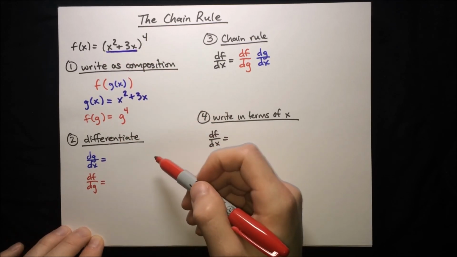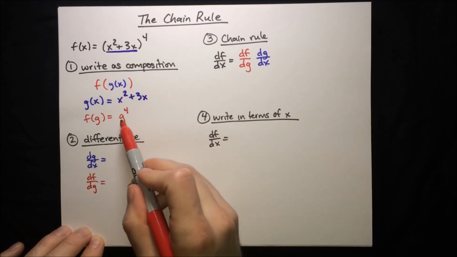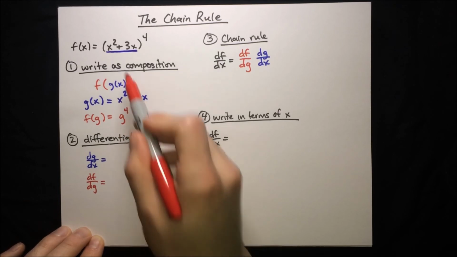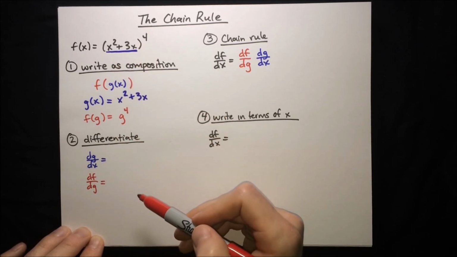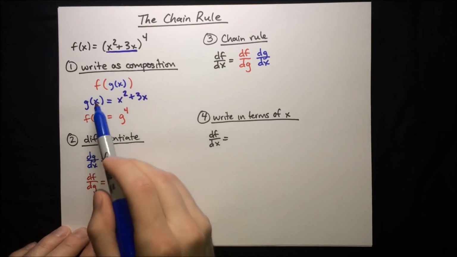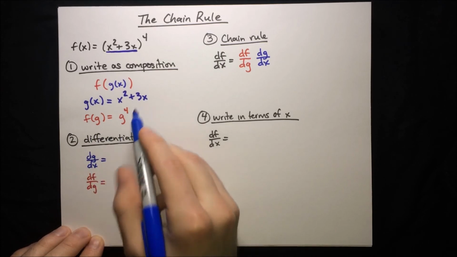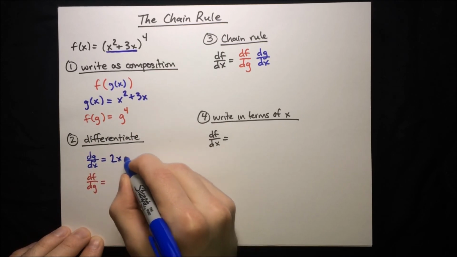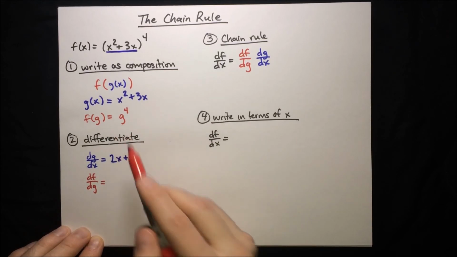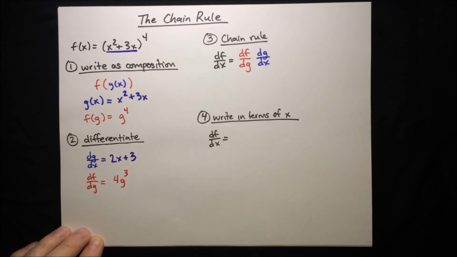Now let's double check ourselves. Let's make sure that when we substitute x squared plus 3x for g here, we get our original function. That's just raising this to the 4th power, and yes, that's our original function. Okay, great. So now we're ready to take the derivatives of these two functions. dg dx, using the power rule, is just 2x plus 3. And then df dg, using the power rule, is just 4 times g to the 3rd.